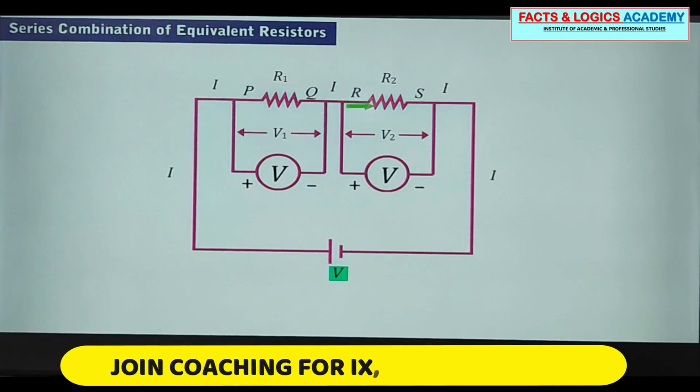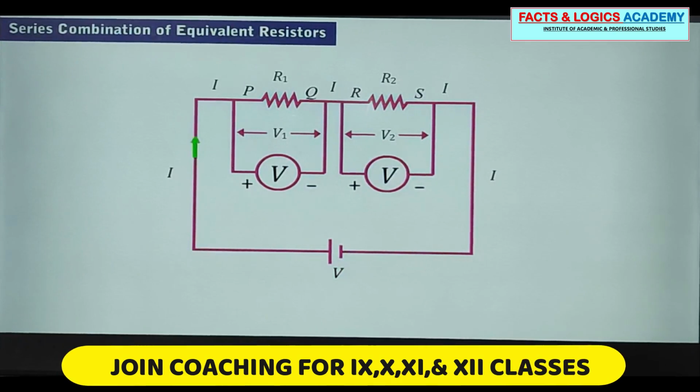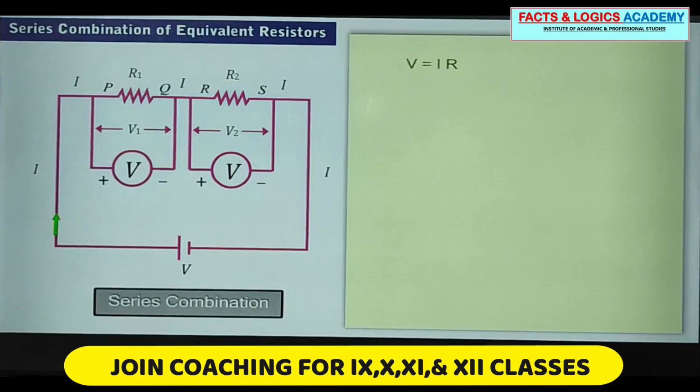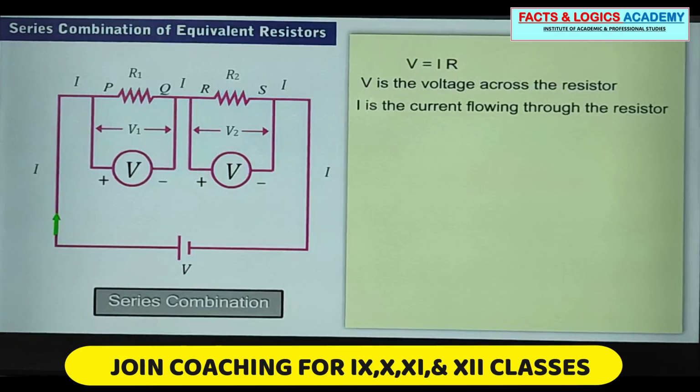V is the potential difference between points P and S. The charge that leaves R1 enters R2. As current is the measure of the rate of flow of charge, the same current I must flow through R1 and R2. According to Ohm's law, V is equal to I into R, where V is the voltage across the resistor, I is the current flowing through the resistor, and R is the resistance of the resistor.